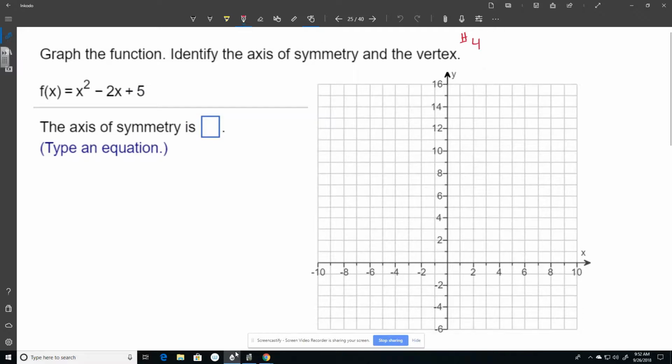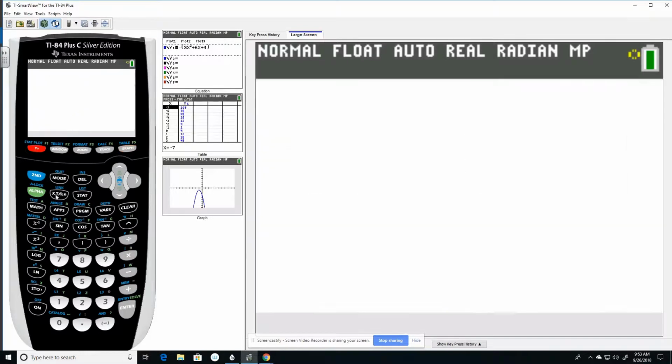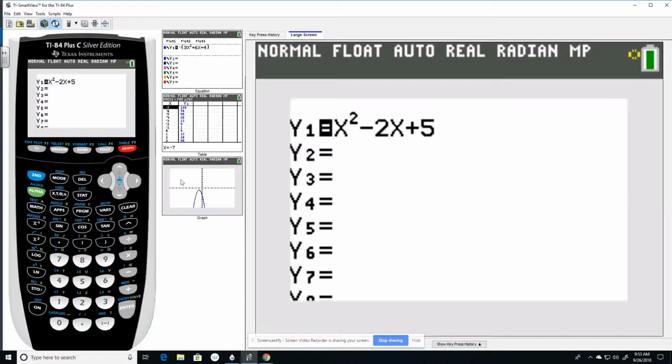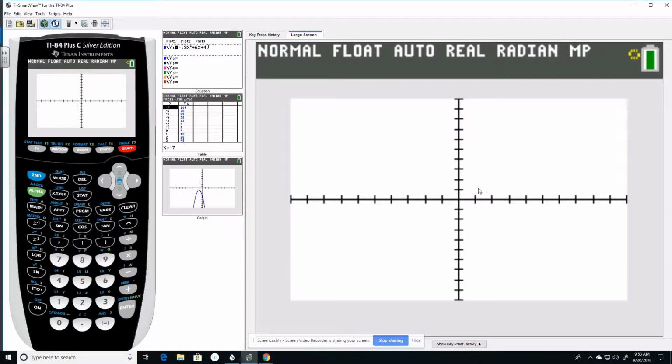Number 4, graph the function, identify the axis of symmetry and the vertex. So here's my function, x squared minus 2x plus 5. We're going to go ahead and plug that in because why not? So let's clear this out and do x squared minus 2x. I've got to look at this again, plus 5. And I'm going to go ahead and graph it so I kind of have an idea what this looks like.